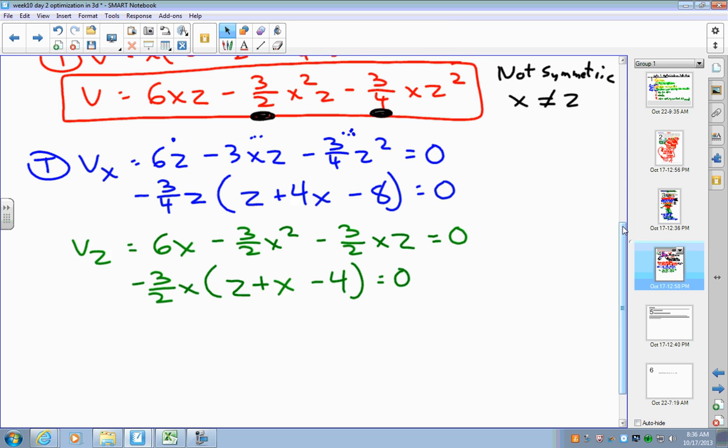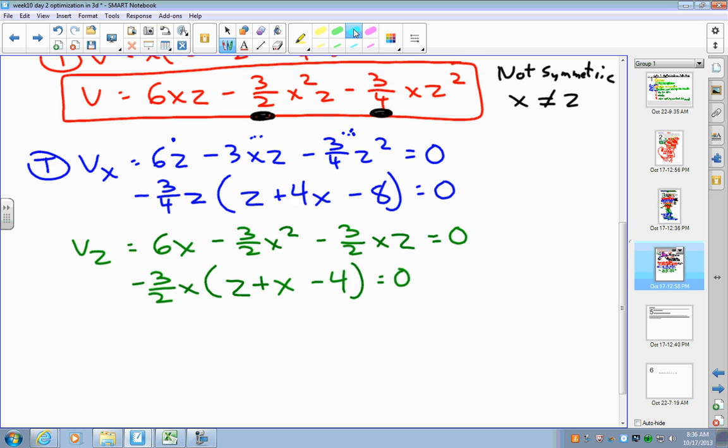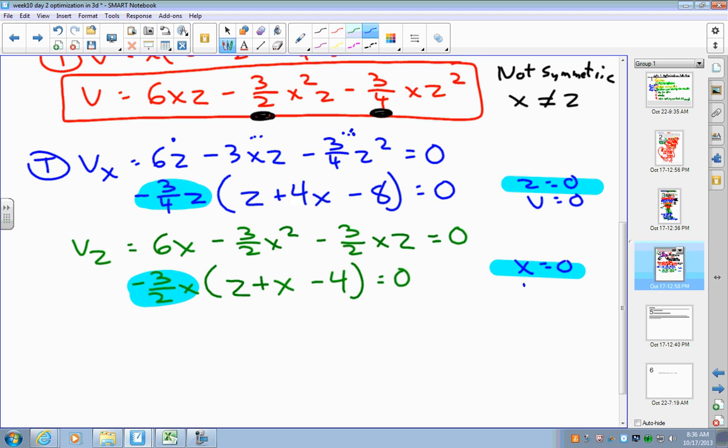Okay. Now again, I need to solve these. This piece and this piece are redundant or dumb, because this is saying z equals 0, which means my volume is 0. X equals 0, my volume is 0. That doesn't help. So the part that does matter, that's going to give us the essence, the main part of this, is this and that.